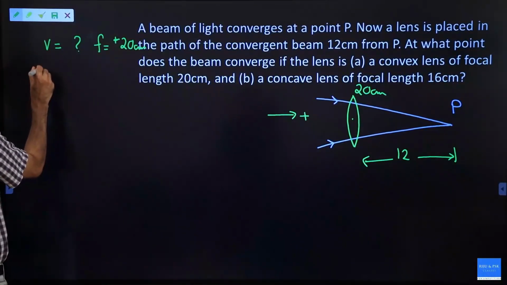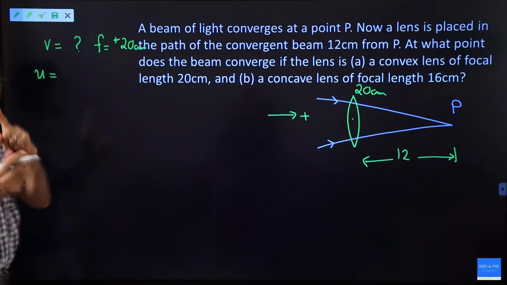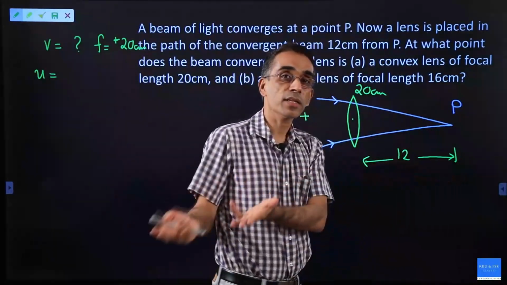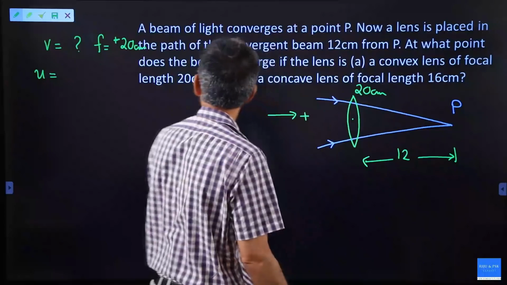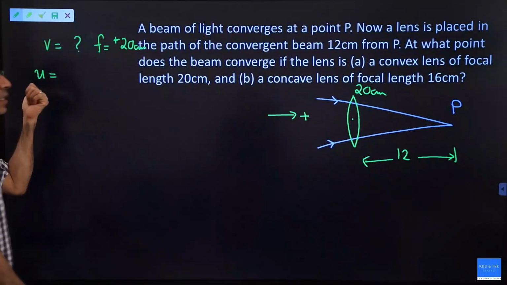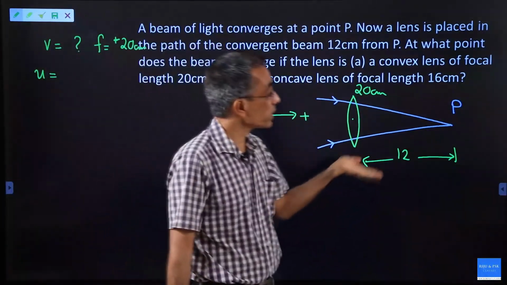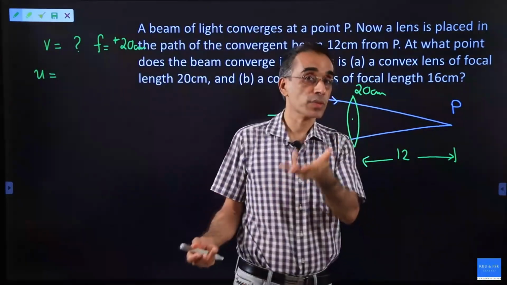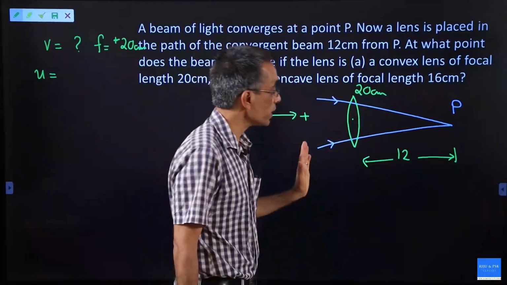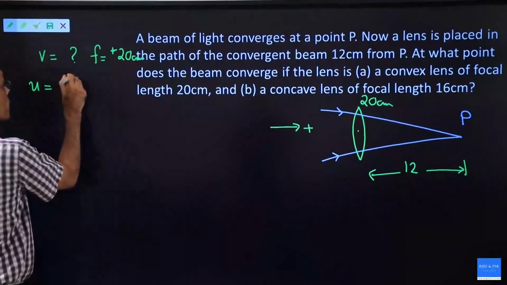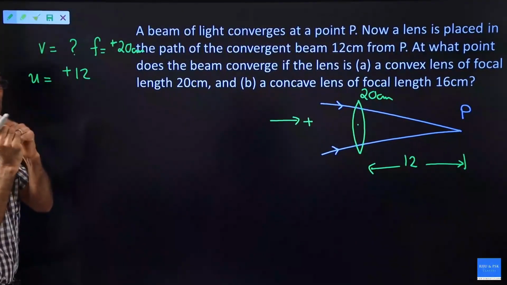What is the image distance? Not image distance, the object distance u. This is the object. This first image is acting like the object, that's why we call it a virtual object. So that is 12 centimeter from the lens to the right side, so I will mark plus 12 here. You should know why it is plus 12.